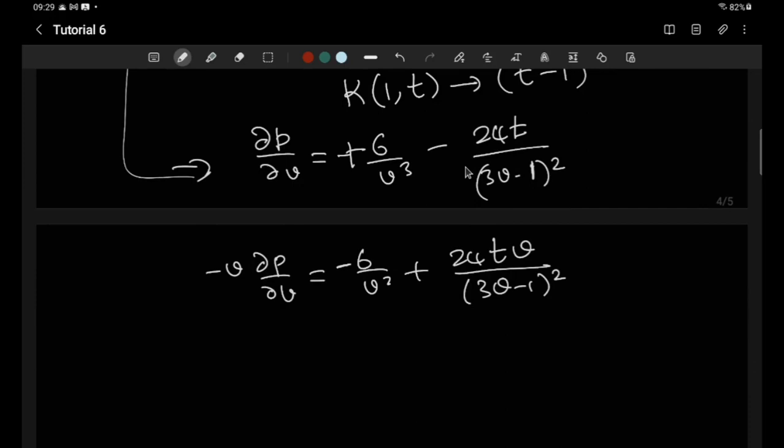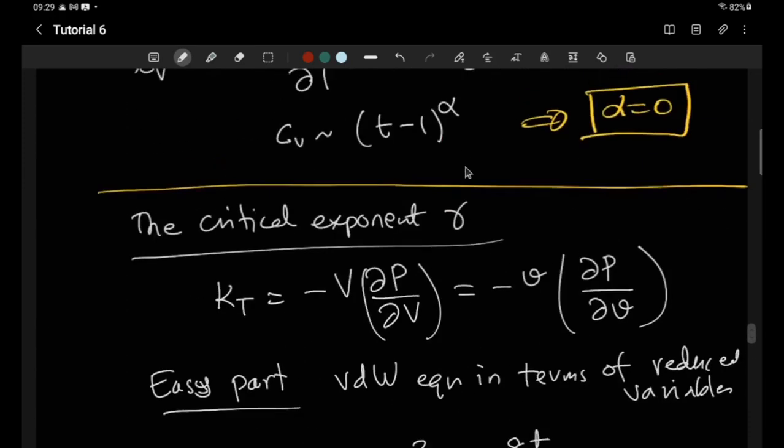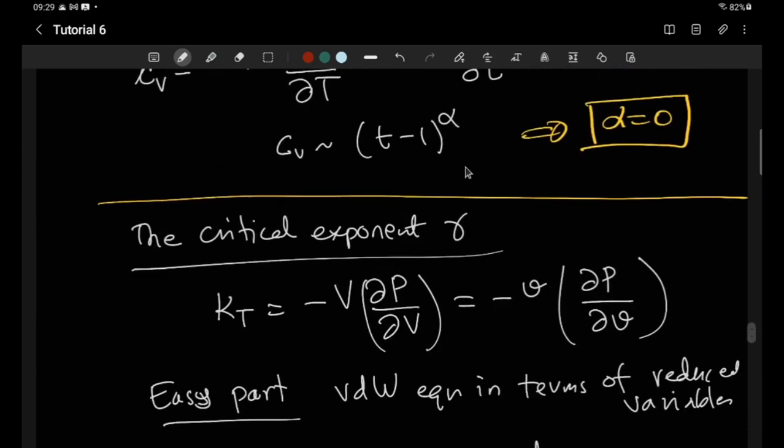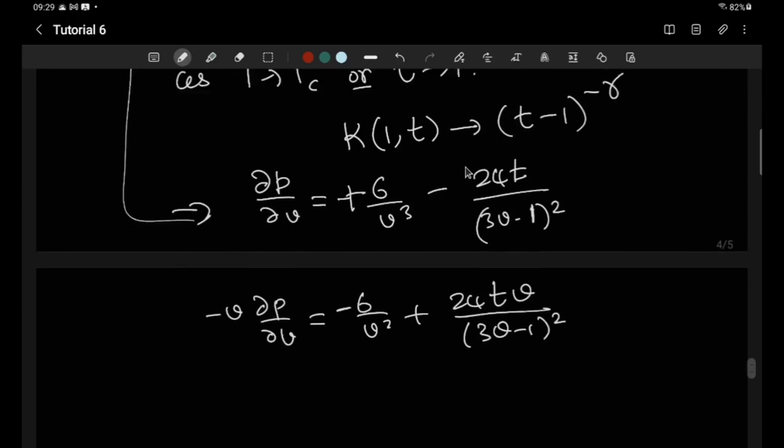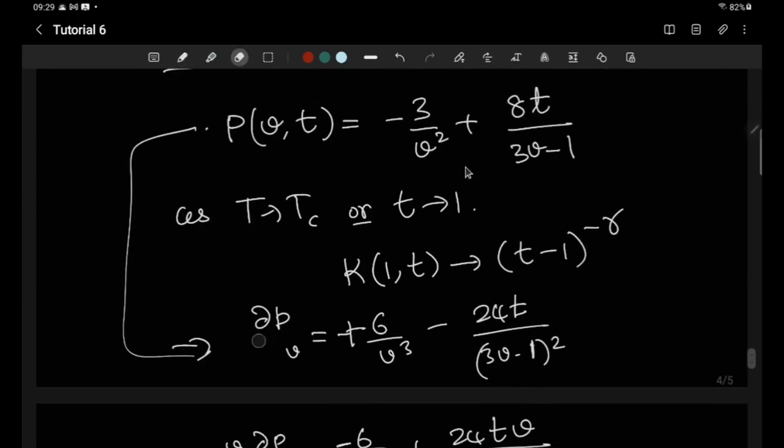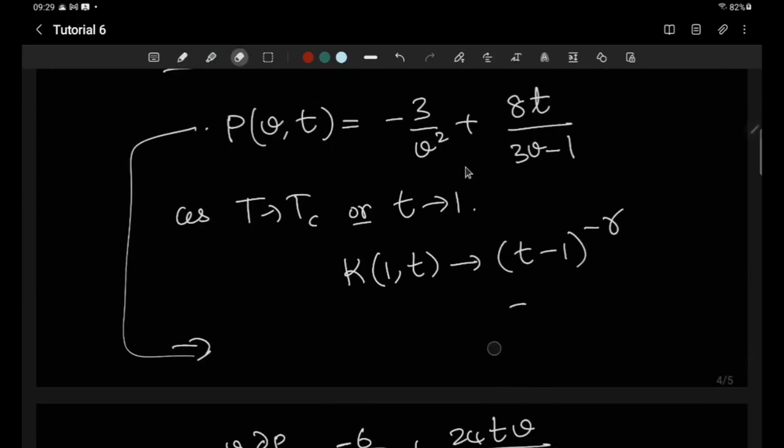Oh no, I made a mistake. What is it I want to do? I want to do dv by dp, right? So this is not what I want. Sorry. You just have to invert it. Yeah, but I don't want to invert. I'll just do this.